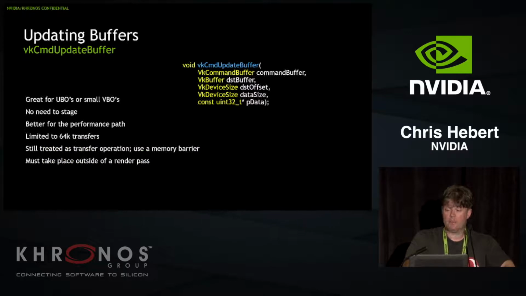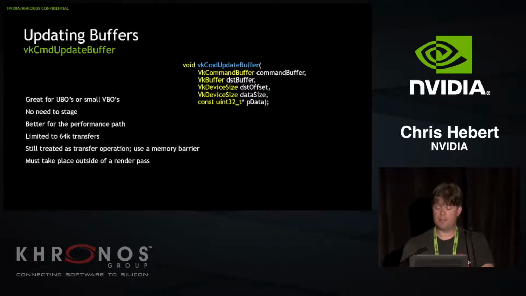When it comes to small transfers on the performance path, a better approach is to use vkCmdUpdateBuffer. This allows a transfer to be injected into the command queue and written directly to device local memory. There's usually a limit of about 64K, but we don't need to stage this. Keep in mind, this is still a transfer operation like any other. The source data for the transfer is simply inlined into the command queue, and as such, the need for synchronization still applies.